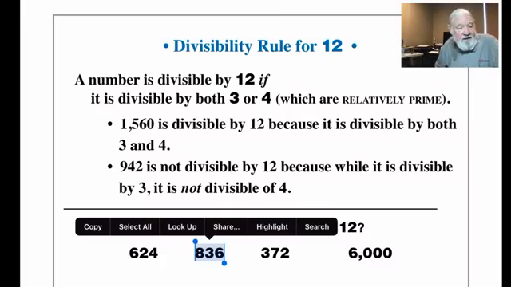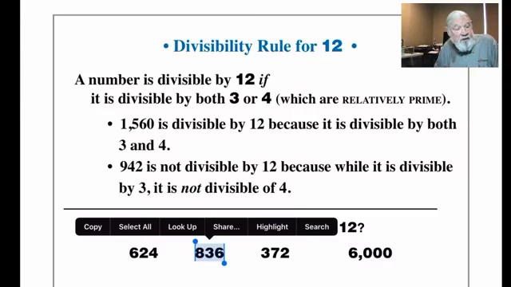6,000 will definitely work. The sum of the digits is 6, which is divisible by 3, so that takes care of the 3 requirement. And does 4 go into the last 2 digits? Well, 4 goes into 0 times. So, yep, 3 and 4 both go in. So our rule for 12 holds up for, turns out, all 4 of these except 836.